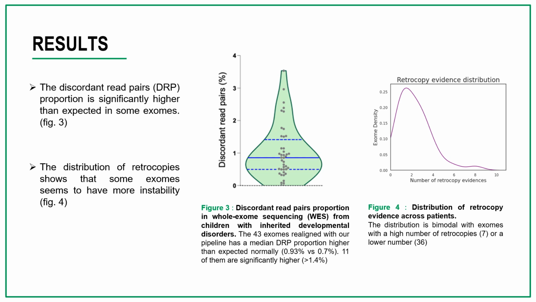So if we come back to our patient cohort, we can see that the proportion of DRPs in our analysis is higher than usual. We observed 0.9% DRPs compared to the 0.7% usually observed. And 11 of our exomes are higher than 1.4%. We also looked at the distribution of retrocopy evidence across patients, and we can see that some patients have more evidence of retrocopies after the use of our tool.